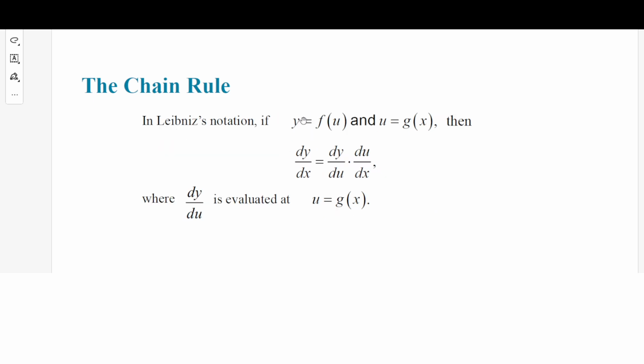For example, y is a function of u and u is a function of g of x. Then if you want to find the derivative of y with respect to x, first of all, find the derivative of y with respect to u and multiply that by the derivative of u with respect to x.